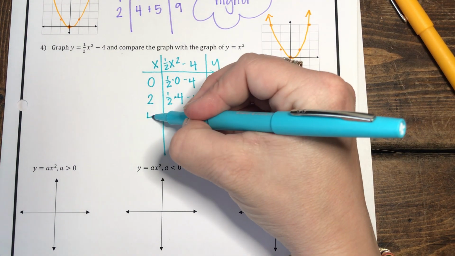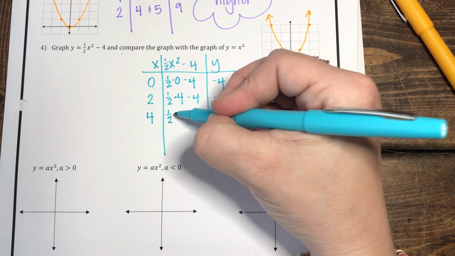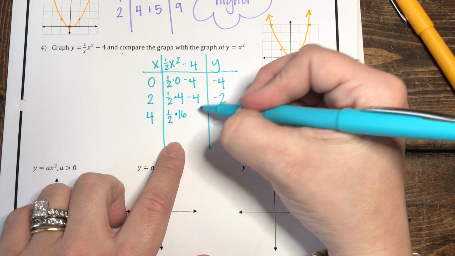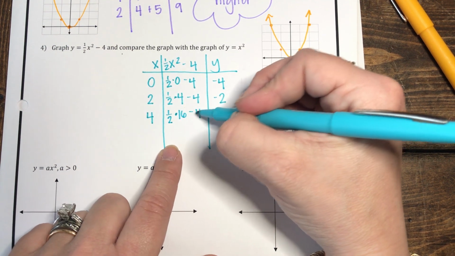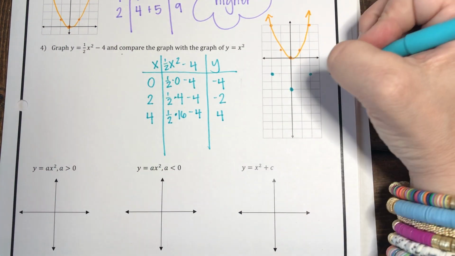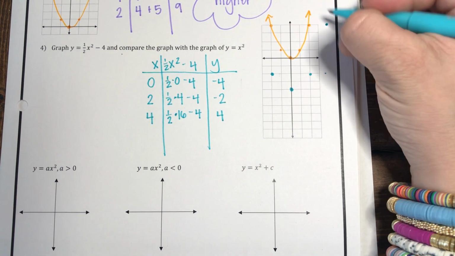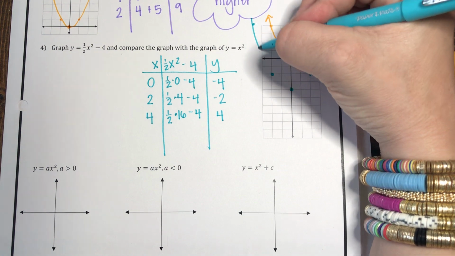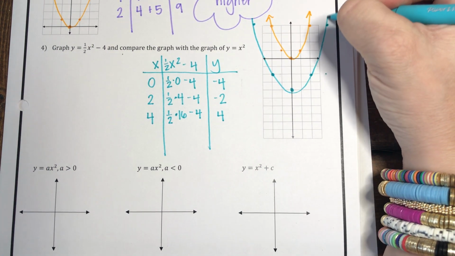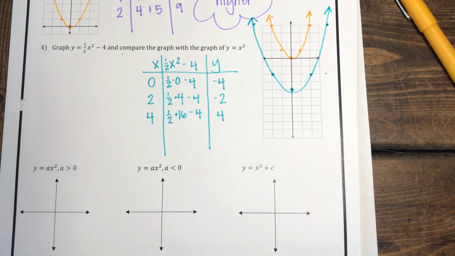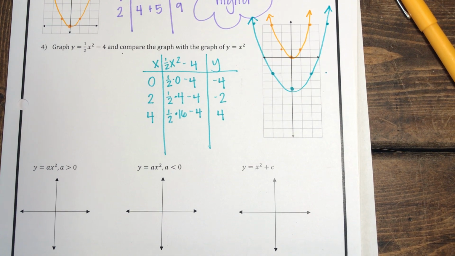Okay, and then I'm going to go ahead and put in a 4. 1/2 of 4 squared is 16. 1/2 of 16 is 8, minus 4 is 4. So I'm going to go over here 1, and then up 1, 2, 3, 4. Okay, so let's look at it. Were all of my observations correct?